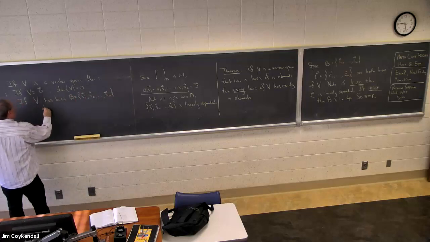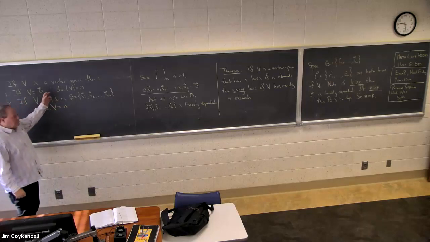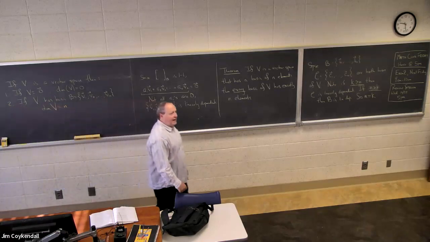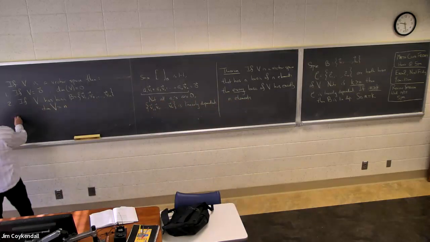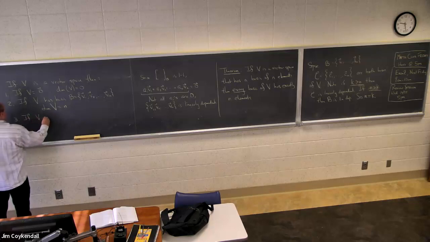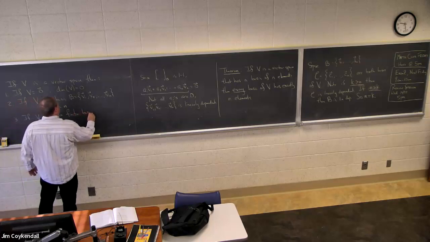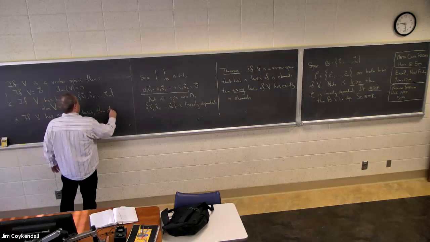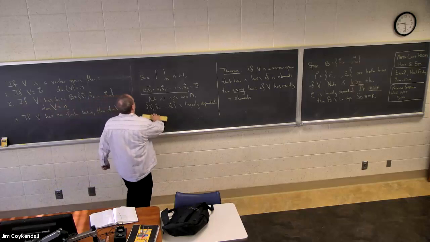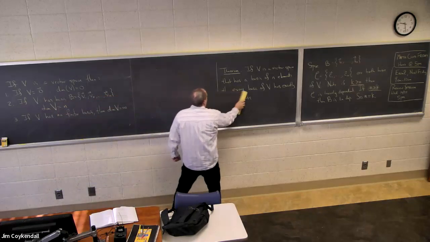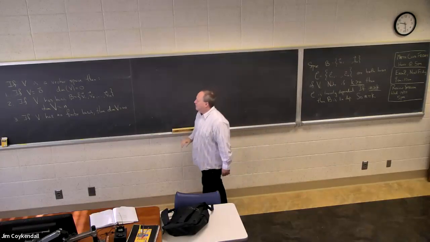Then the next case is if it's not the 0 vector, it might have a basis that only consists of 5 things. And 3, if V has no finite basis, then sometimes we say the dimension of V is infinite. Further distinctions can be made on the size of infinity, but that's probably beyond the scope of what we want to talk about here.